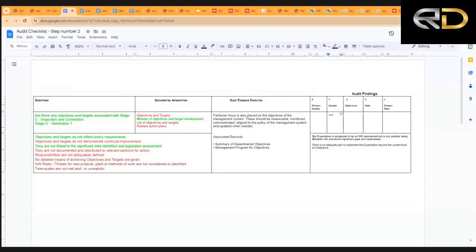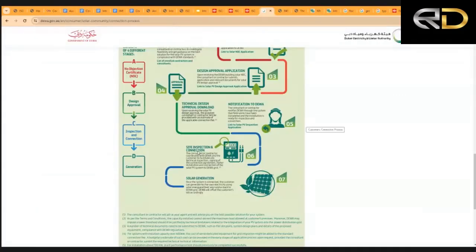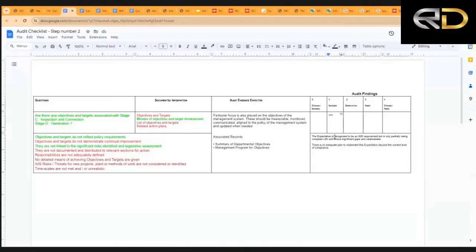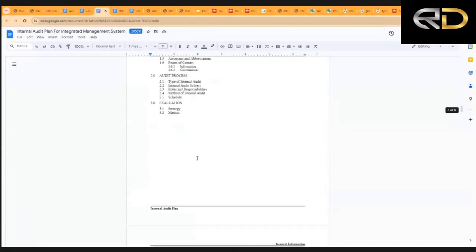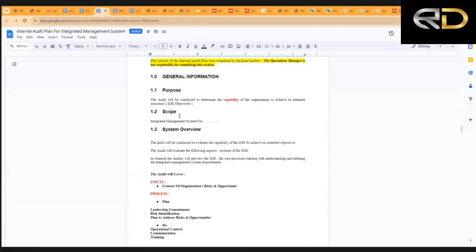So in this case, if I say I disagree, it means that based on the audit evidence I gathered in step number 6 and step number 7, the objectives and targets are recognized to be an IMS requirement, but this is only being partially complied with, and it shows significant gaps and weaknesses. There's no adequate plan to implement this beyond the current level of compliance. What does this mean? You can tie it back to what we're saying. The main reason why we are conducting an audit is to determine the capability of the organization to achieve its intended outcomes.